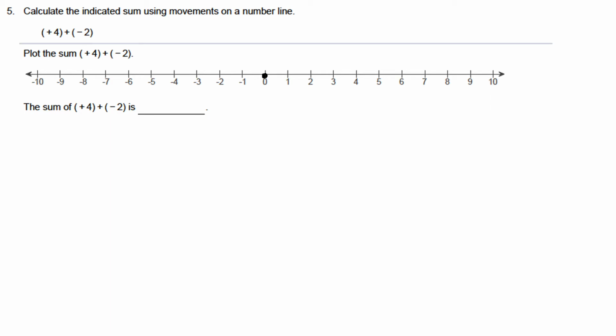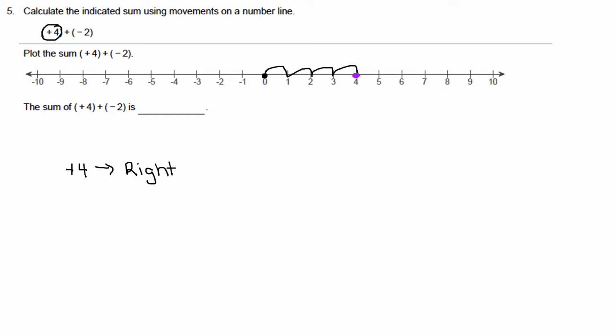If we look at the first number, we have a positive 4. Positive numbers tell us that we're going to move right on the number line. So in this case, we're going to move right 4 places. We'll start at 0 and move 4 places to the right. 1, 2, 3, 4. Now our dot is at the positive 4.